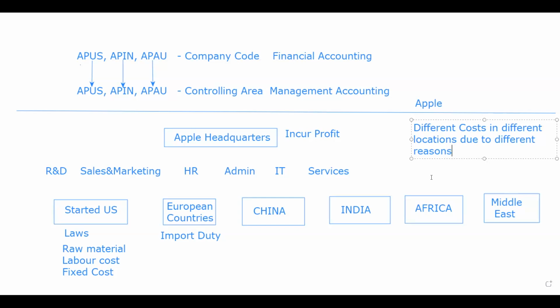Okay. And who does this? Where do they do this? They do it in the controlling module. How to fix the cost of a product, and what is the cost of the product I am going to manufacture in the US? What is the cost of manufacturing the same phone in China? What is the cost of manufacturing the product in India? What is the cost of the same model phone if I manufacture in Africa?